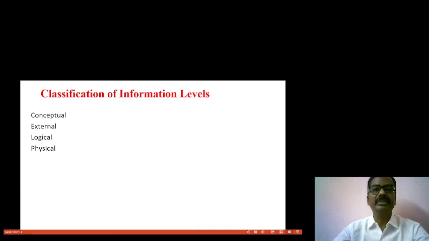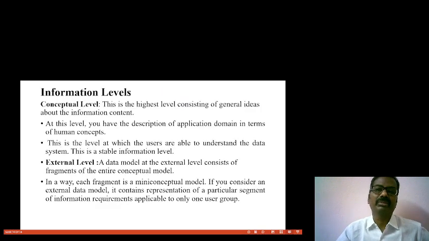Next topic is information levels. We have four different information levels: conceptual, external, logical, and physical. So what are these levels actually meant for? Let us see one by one.